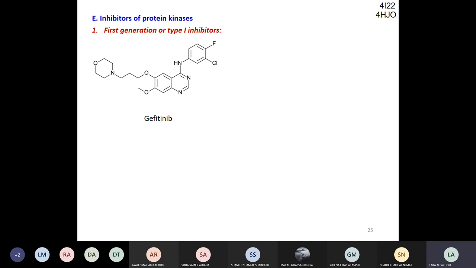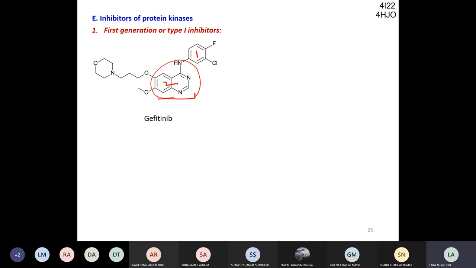Okay? In your opinion, if I ask you which part of this drug is the one that binds to the hinge region. Is it ring system 1 or ring system 2? 2. Okay? That's the part of the drug that would mimic the adenosine in ATP. Meaning this part of the drug, we believe, is the one that will bind to the adenosine binding site, forming hydrogen bond interactions with the hinge region.